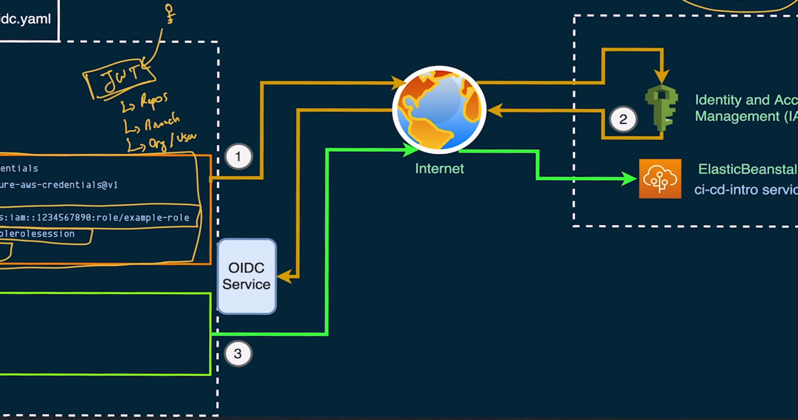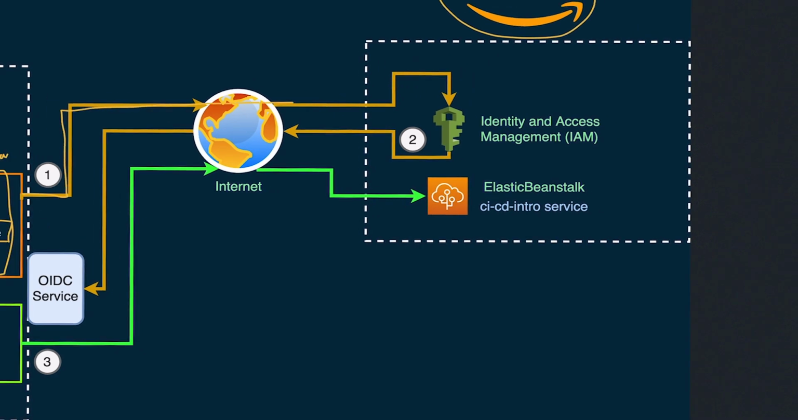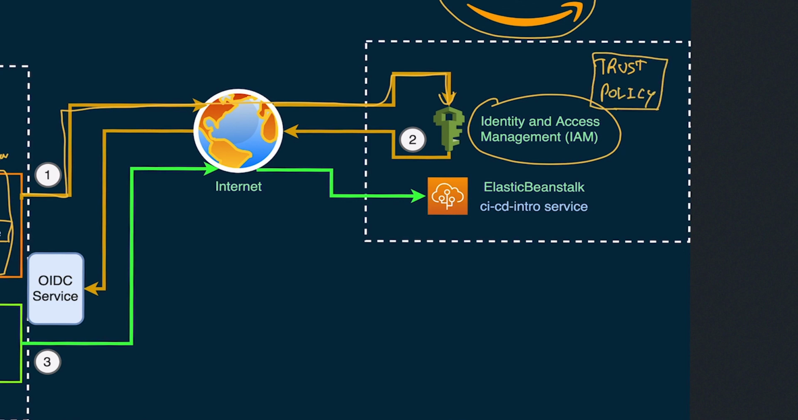Now, once this JWT is created, it is obviously transmitted to AWS over the internet, and it goes to the identity and access management service where the JWT is decrypted and validated, and the content of the JWT is compared against what we call a trust policy. In this trust policy, we will define the criteria with which we can validate and say, okay, this specific repository, this specific workflow, they have access to what they claim they have access to.